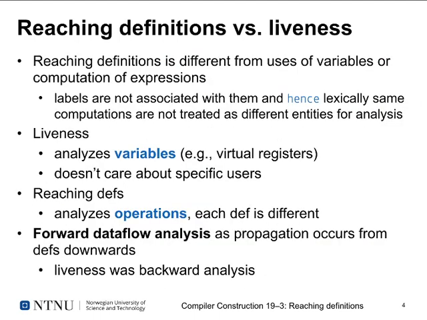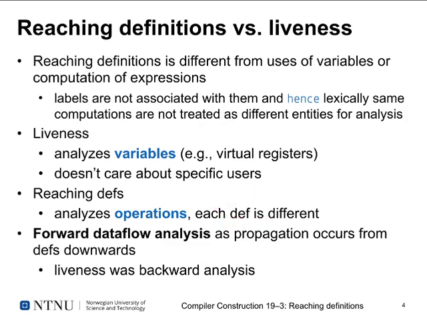So reaching definitions is different from variable uses or the computation of expressions. Labels are not associated with reaching definitions, and lexically identical computations are not treated as different entities for the analysis. For liveness analysis, we are analyzing variables here, or in the case of code generation, virtual registers, and liveness doesn't actually care about specific uses of a variable. Reaching definitions, on the other hand, analyzes operations on variables. So we've seen each definition is treated differently.